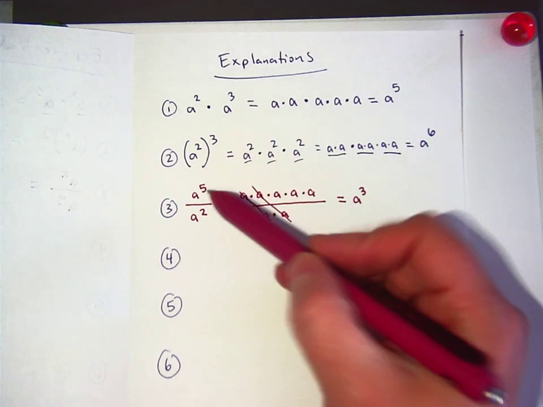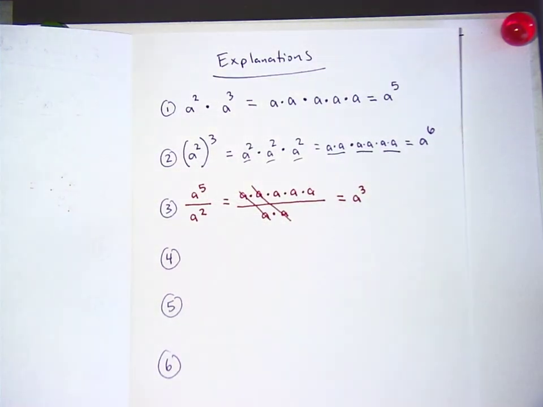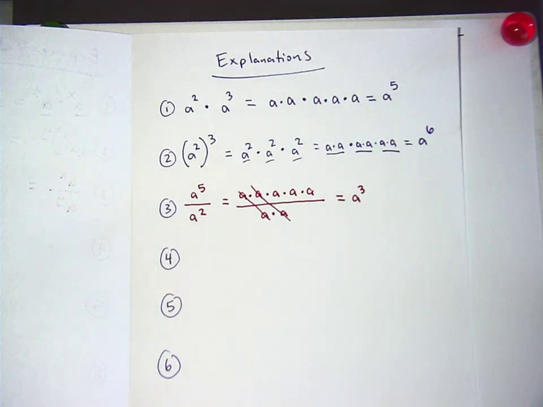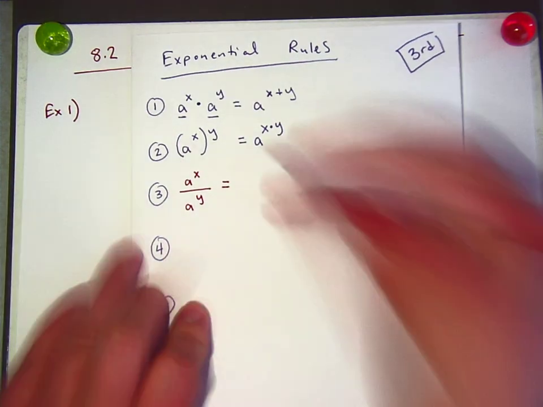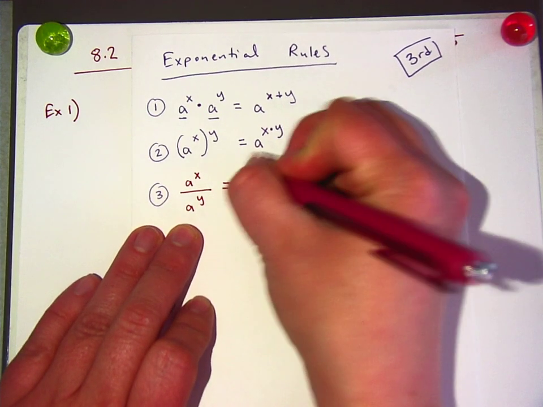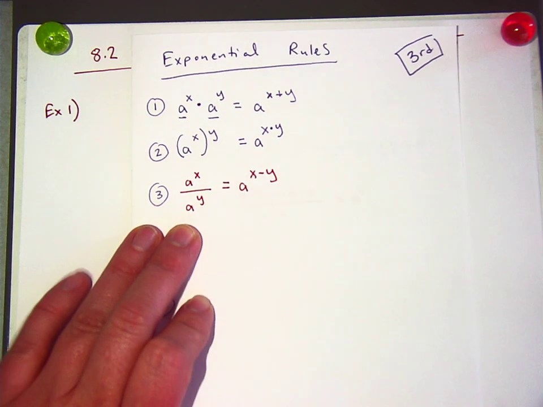All right, so what's the rule? 5, 2, 3. Basically, you subtract them. So a to the x minus y.